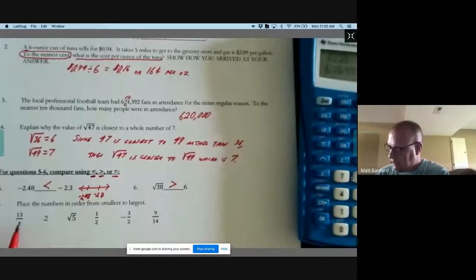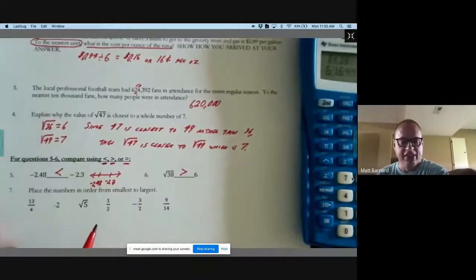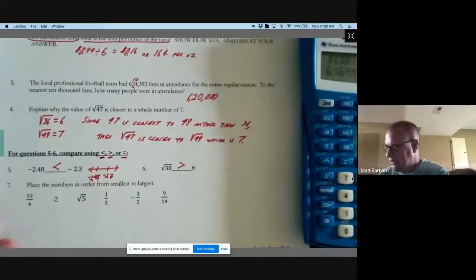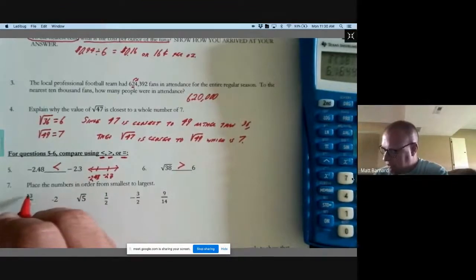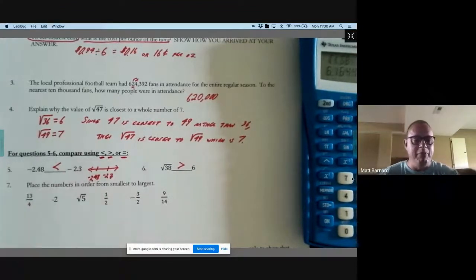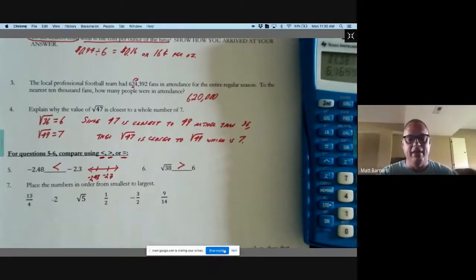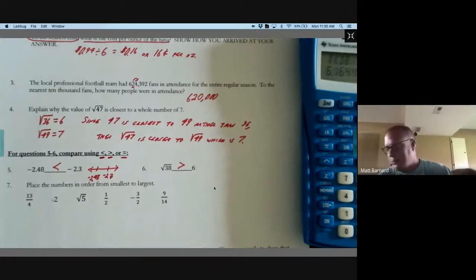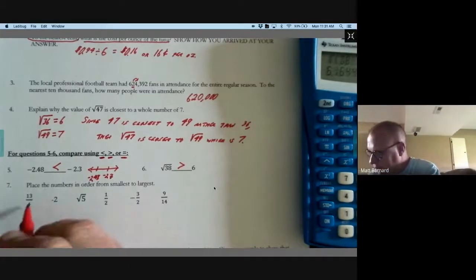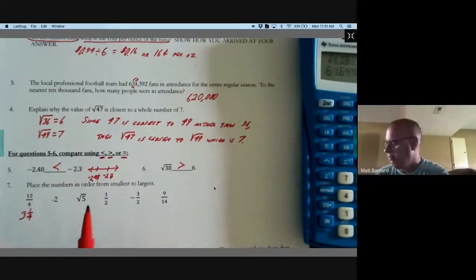Now, here we have to place the numbers in order from smallest to largest. So let's see what we can do. First of all, this is an improper fraction, and improper fractions are a-okay if you want to leave things improper. But when we're comparing, there's situations where mixed numbers are okay. So a couple ways we can do this. 4 goes into 13 3 times with 1 left over. So this is the same as 3 1/4.